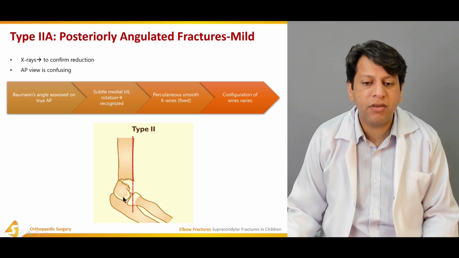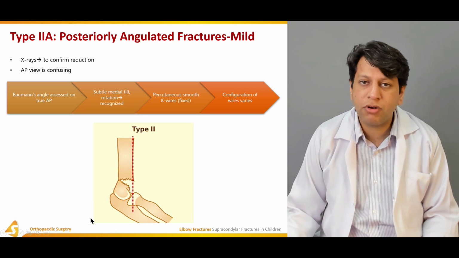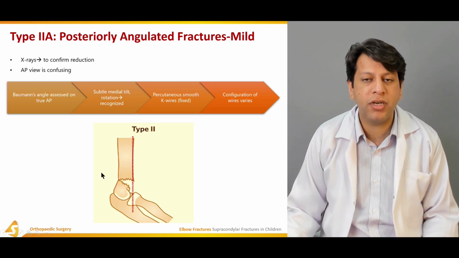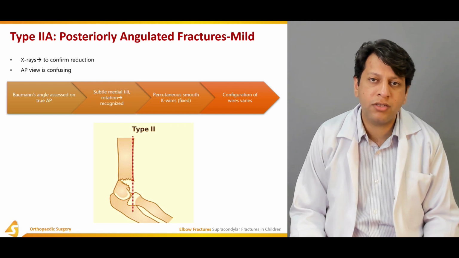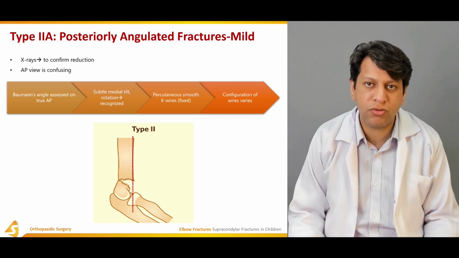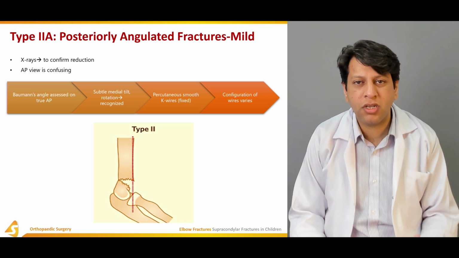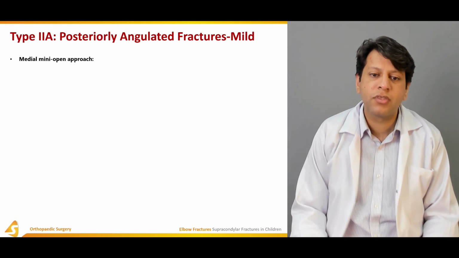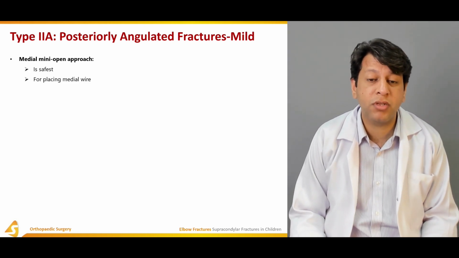This could be 2 lateral wires, or 2 lateral and 1 medial wire, or cross wires in the form of 1 lateral and 1 medial wire. Nowadays it's agreed that whatever configuration is good, you can use it, although the medial wire is associated with ulnar nerve injury. Then the other option is a medial mini approach. It's the safest for placing the medial wire.